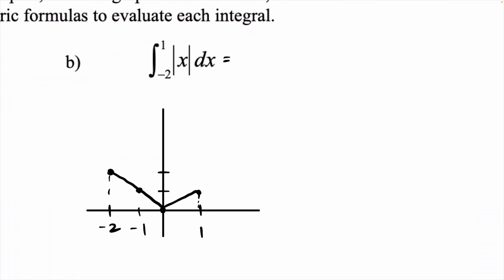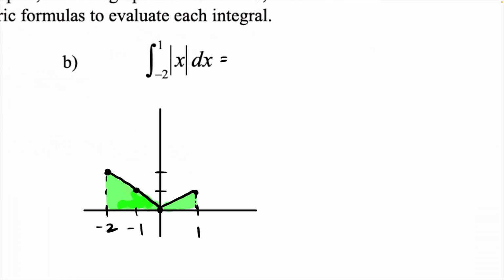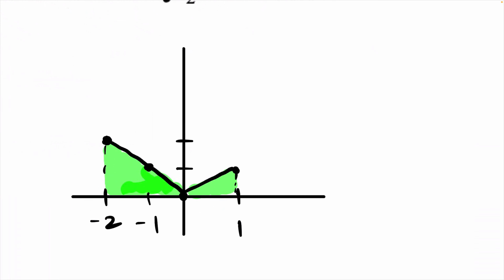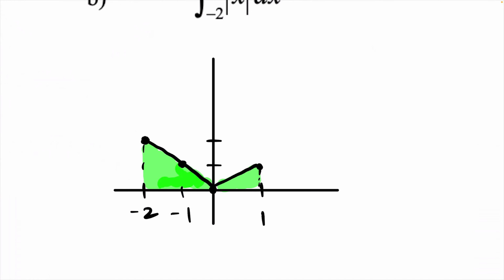Area under the curve means from the function to the x-axis. When I say area under the curve, I mean from the function to the x-axis. That's that green right there. Well, each of those green regions is a triangle, right? The area of a triangle is base times height divided by 2, or 1/2 base times height.